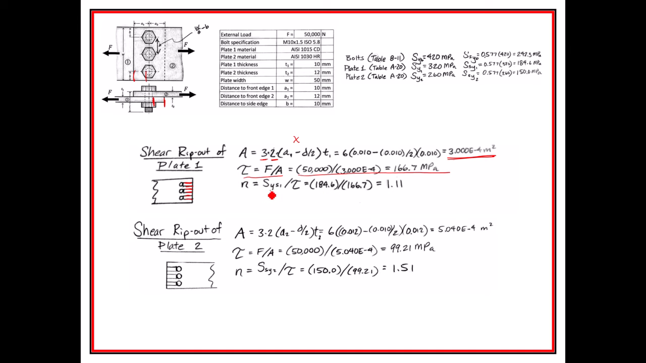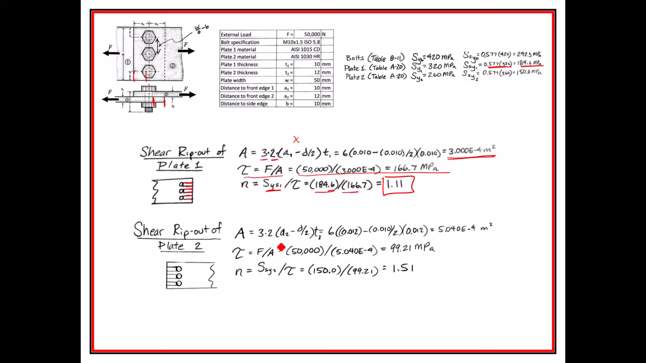We find that now we use the shear yield, right? So we're going to use that von Mises times the yield strength to find the shear yield strength. And so we take in that ratio and we get 1.11. So that looks like it's got a potential for failure here.